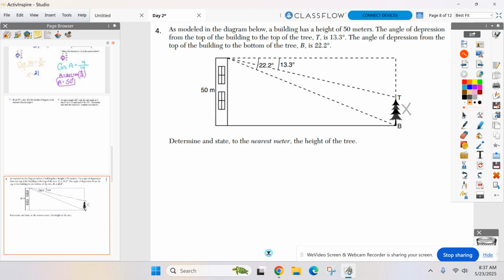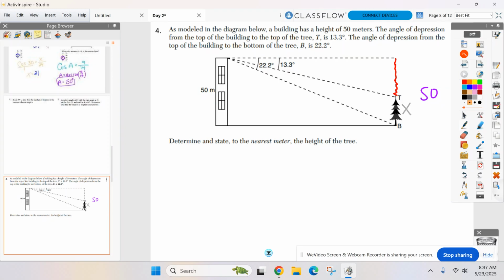And I really don't want to give this away. Everyone see the 50 for the building? I think there's another side that's also 50, right? If I got a rectangle up here, so this side is 50 over here. Which means if you can get me to this side right here, I can just subtract it from 50 and we're good to go. All right, so I think that'll be our plan, but I need your help. How do I get to that side?